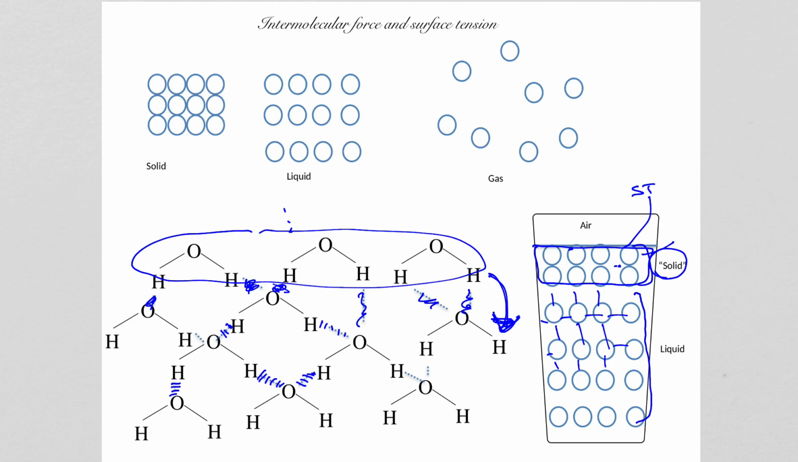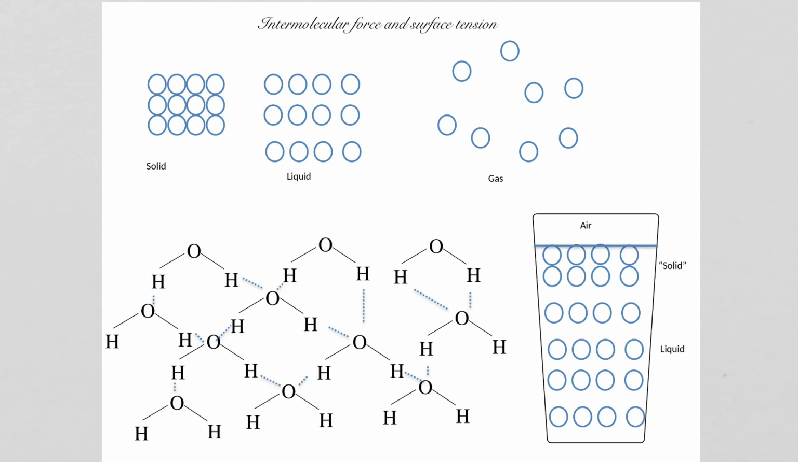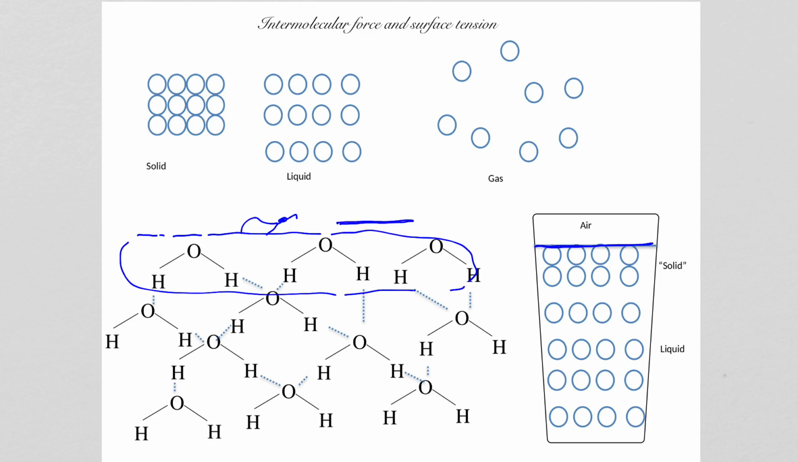So in terms of the surface, you can see it behaves slightly different than the rest of the liquid, which is really more liquid. So the surface of water behaves more like a solid. And it's the reason why insects can crawl on the surface of water, or why you can float a needle on the surface of water. It's because of this surface tension.